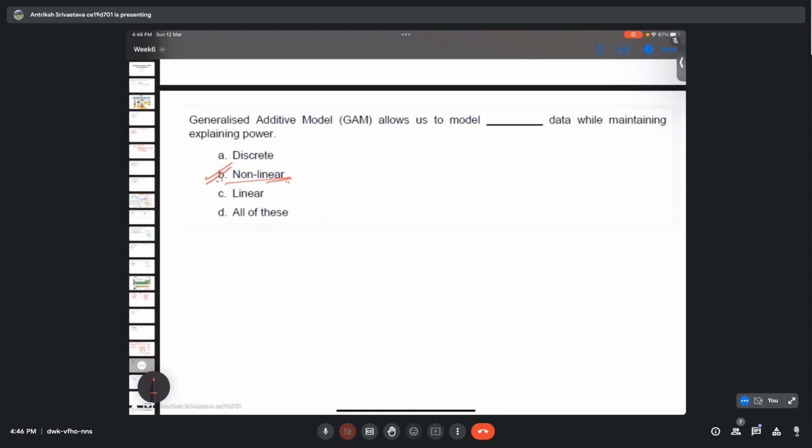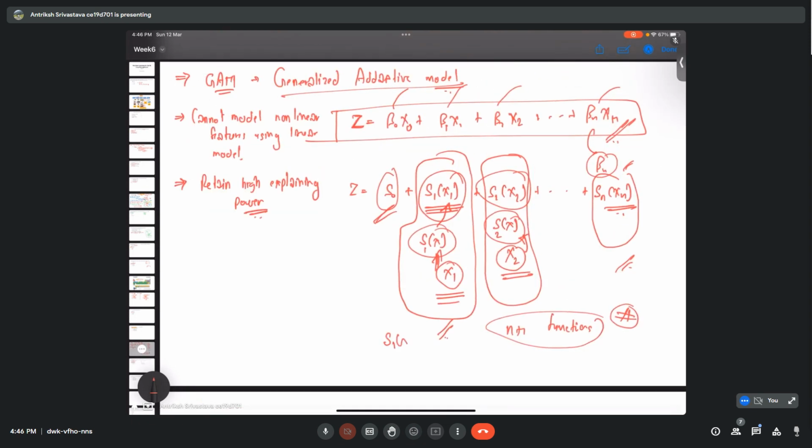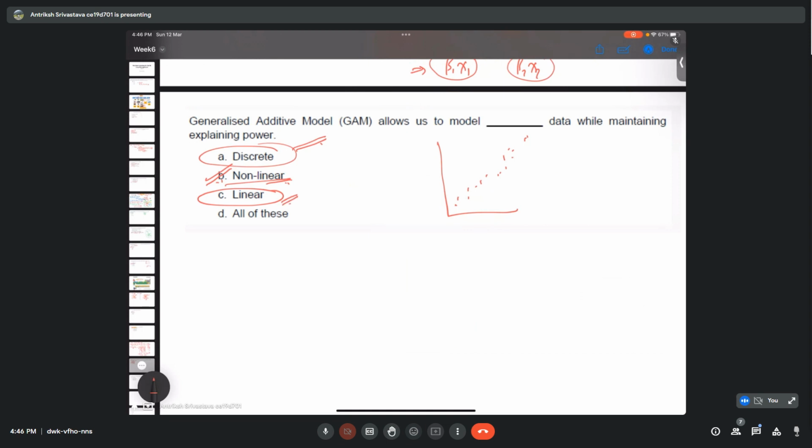But if you think about it, the data points that we are modeling are discrete data only. And is it necessary that our model be non-linear? If our function s1 of x1 is simply beta 1 x1 and s2 of x2 is beta 2 x2, can't we fit a GAM model to a linear model? We can do that, right? So even though the answer B, non-linear, is correct, I feel like these two also should have been included. If you disagree with me, you can say so. But what do you guys think now? The answer should be all of these or B only?